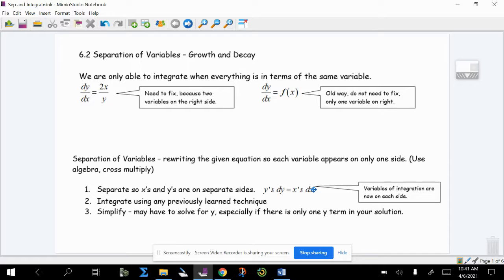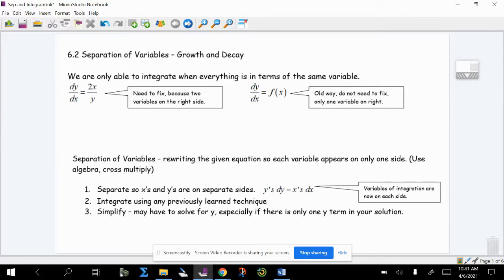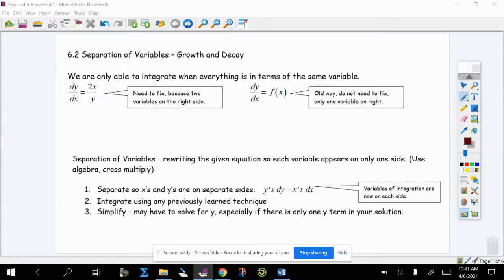So if you look at these two different examples on the top of the sheet, you have dy/dx equals 2x over y. That's really what we're talking about today: what happens if your derivative is in terms of two variables. We have to have some way to fix it because we have two variables on the right side, versus what we're used to, a derivative that's all in terms of one variable.